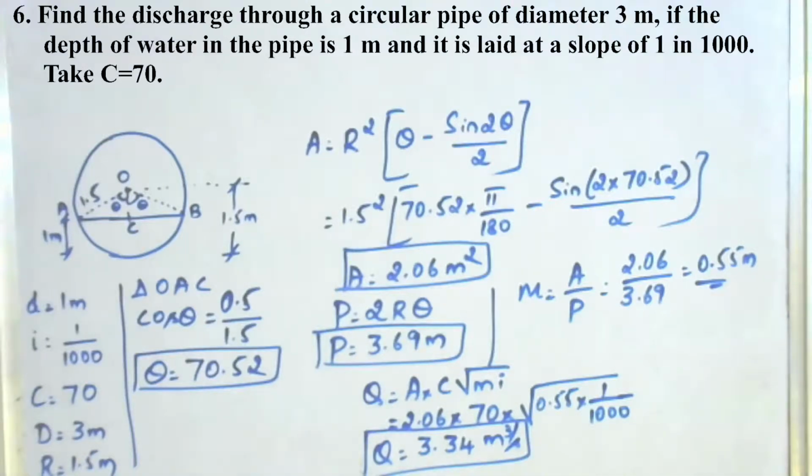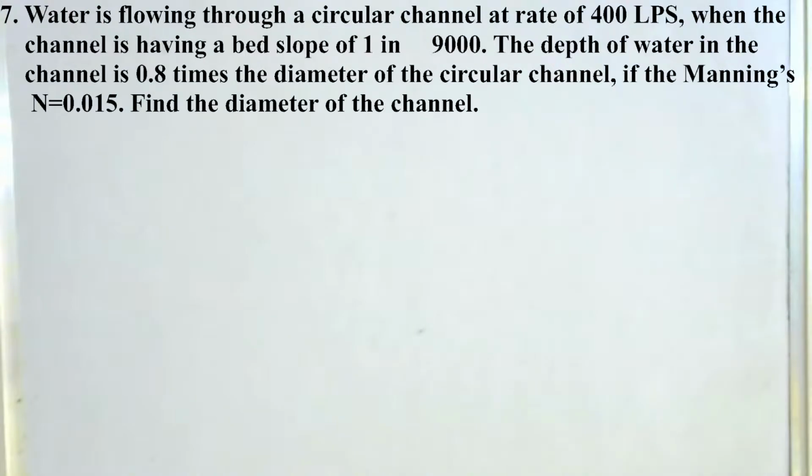This is how you should find the discharge in case of a circular pipe or circular channel section which is running less than half full. Next, problem number 7. Water is flowing through a circular channel at a rate of 400 liters per second. When the channel is having a bed slope of 1 in 9000, the depth of water in the channel is 0.8 times the diameter of the circular channel. If the Manning's n equals 0.015, find the diameter of the channel.